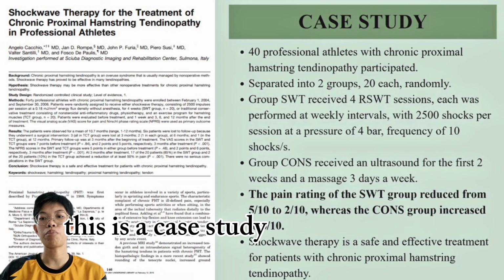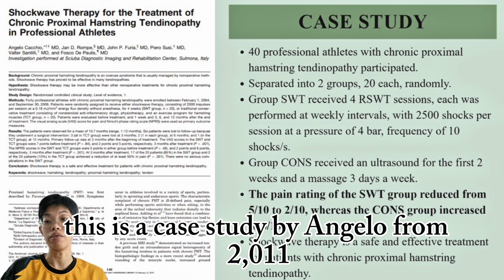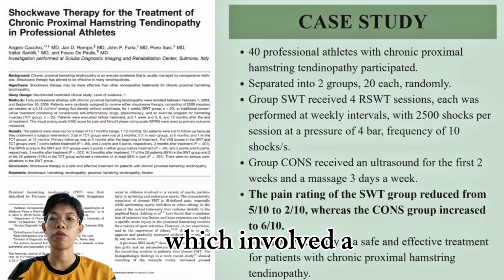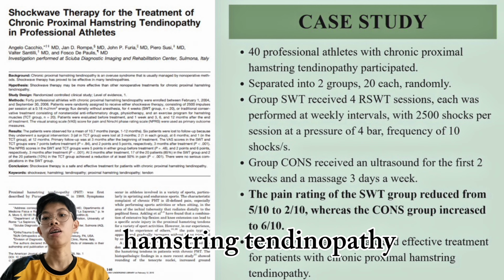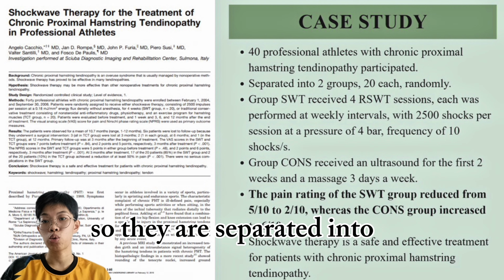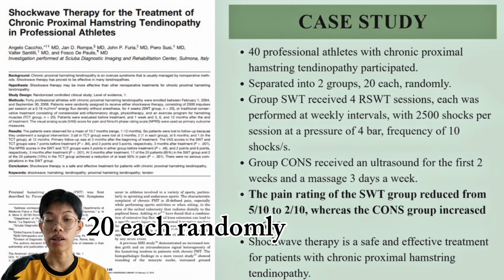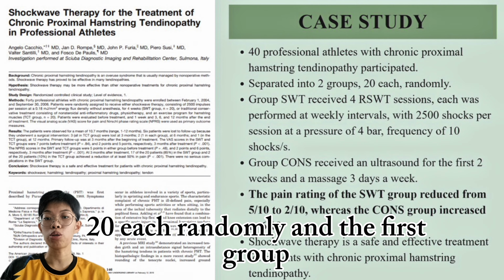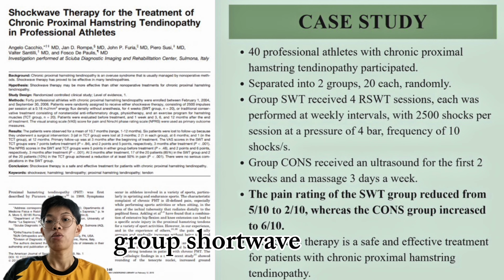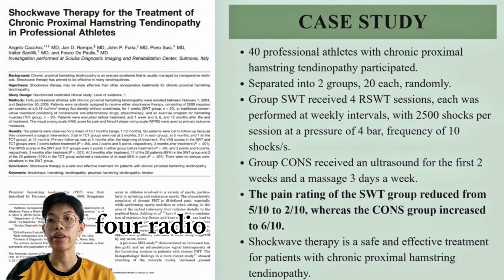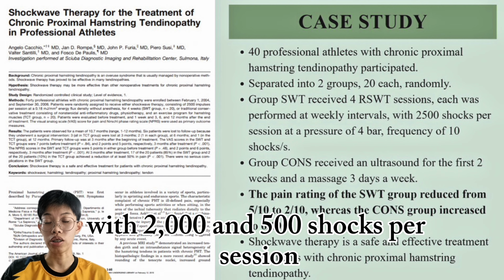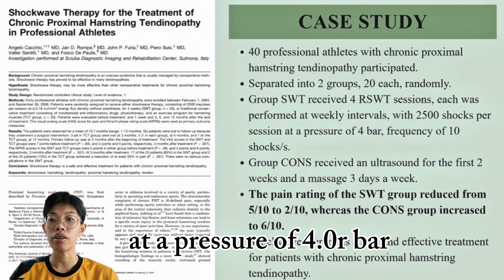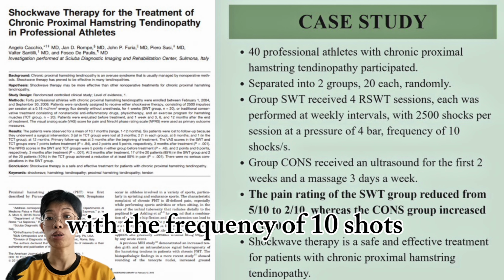This is a case study by Angelo from 2011, which involved 40 professional athletes with chronic proximal hamstring tendinopathy. They were randomly separated into two groups, 20 each. The first group, the shockwave group, received 4 radial shockwave therapy sessions. Each was performed at weekly intervals with 2,500 shocks per session at a pressure of 4 bar with a frequency of 10 shocks per second.